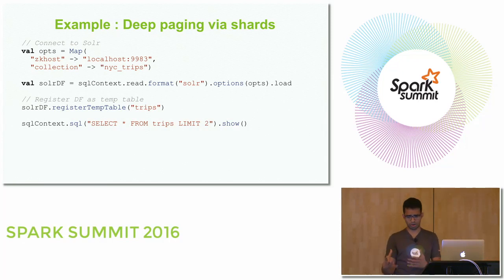I just want to show a few examples of querying. The first example just goes to Solr and reads data from Solr. By using this SQL query, it's not doing anything special. If the collection has 2 shards, it will use 2 tasks. Here the limit happens on the Spark side.